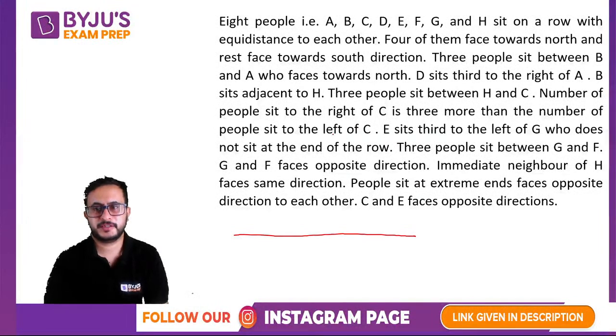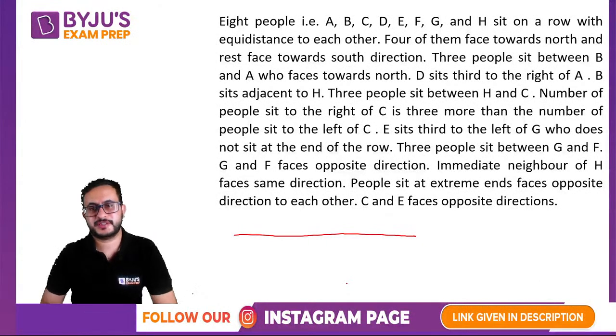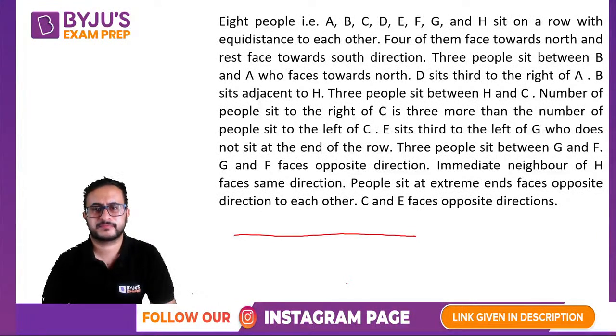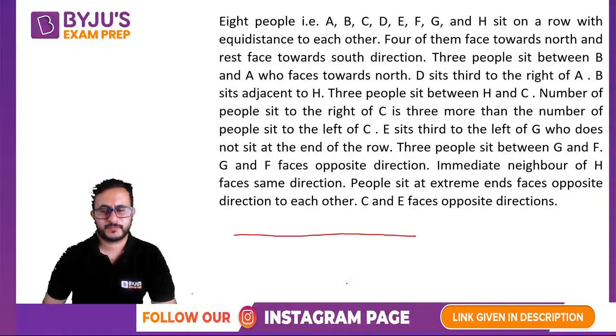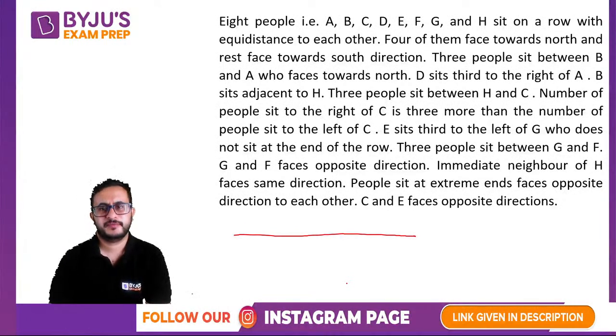So eight people, and we are given three people between B and A who faces north. D sits to the right of A. B sits adjacent to H. Can someone tell where we should start from? Because that is the key point. If you start from the wrong point, you keep making too many cases and may not get something concrete.